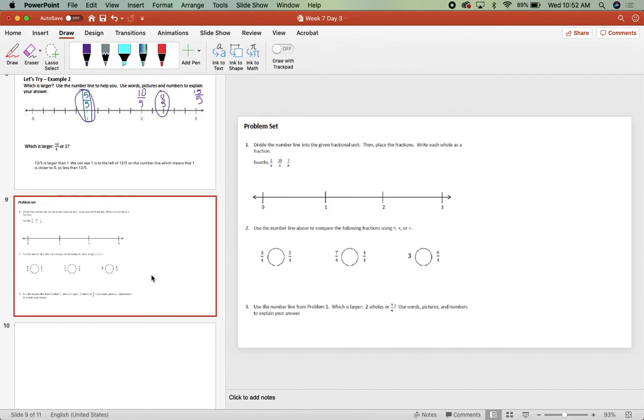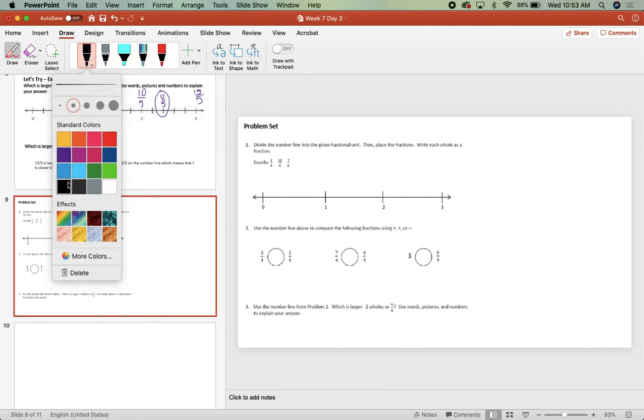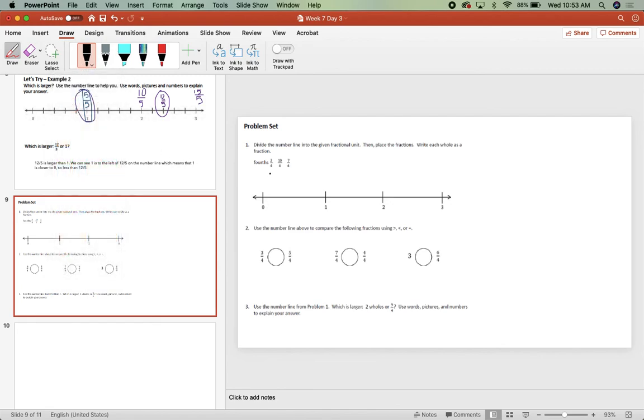Okay. Problem set 1. Divide the number line into the given fractional unit. Then place the fractions. Write each whole as a fraction. So it wants us to cut it into fourths. I'm going to do that with my black pen. Okay. So I need to make 3 lines to cut into 4 equal pieces. I always like to cut it in half and then cut the half in half. Great. In half. In half.